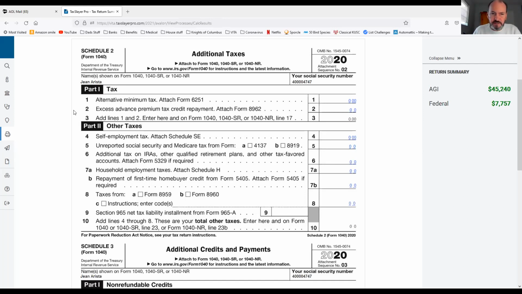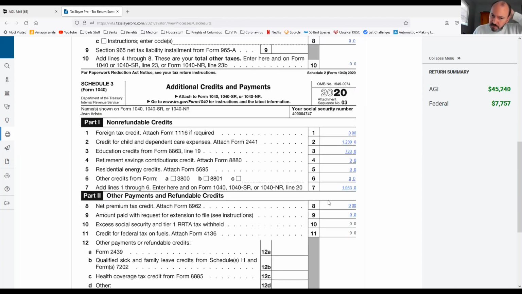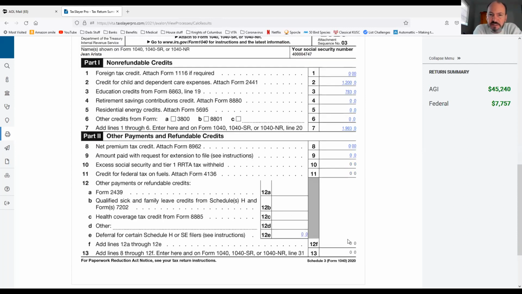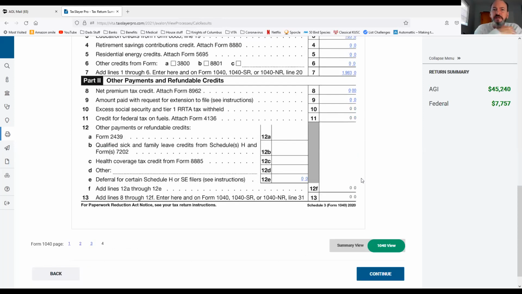Okay, nothing else here. Let's go to the bottom. And you can see the various credits, the child and dependent care credit, the education credit. Okay, and I think that's it. I'll tell you what, we do have some time, Sean. If you would, can you go ahead and generate a PDF?